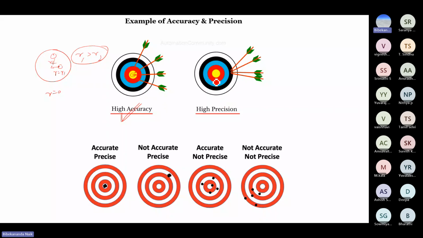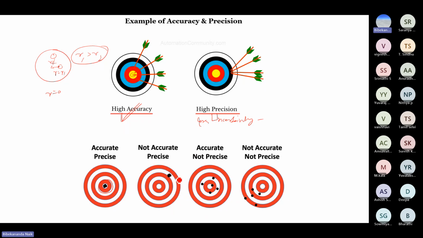How can we say that the precision is high? Because if you compare these 4 positions of the arrows, the actual positions are very close to each other. So there is less uncertainty. High accuracy means it is more close to the correct value, and high precision means there is less uncertainty. So here it is accurate as well as precise.